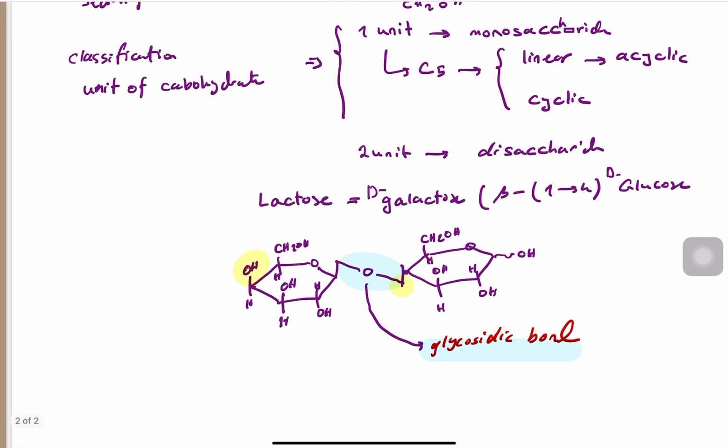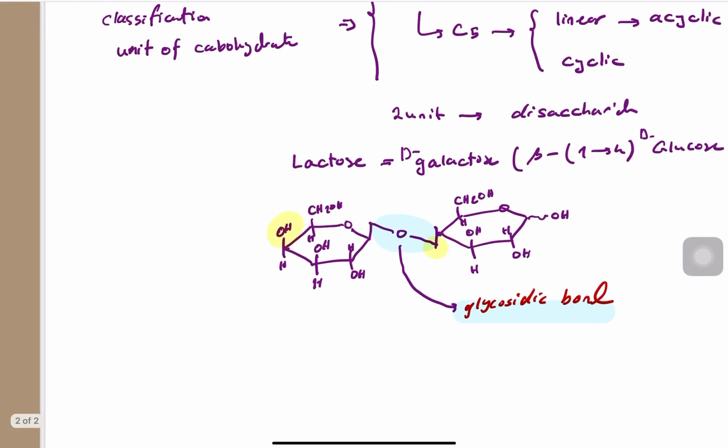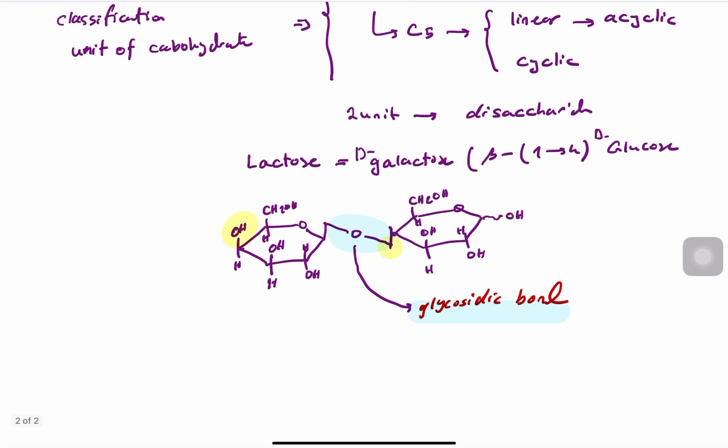And if we have more than 2 units, up to 9 units, we can say oligosaccharide. 3 units of monosaccharide up to 9 or 10, this is the oligosaccharide.